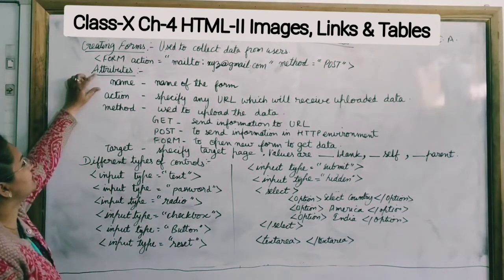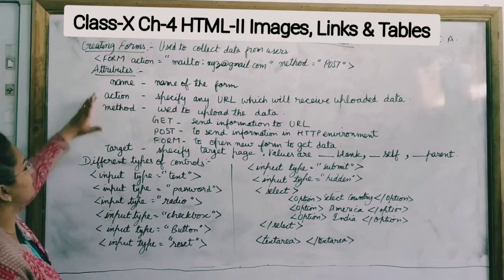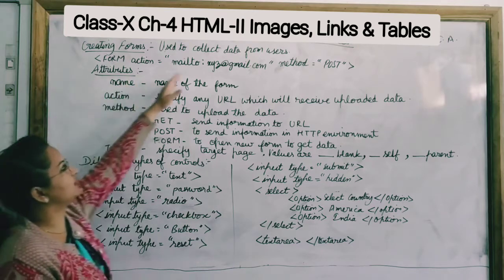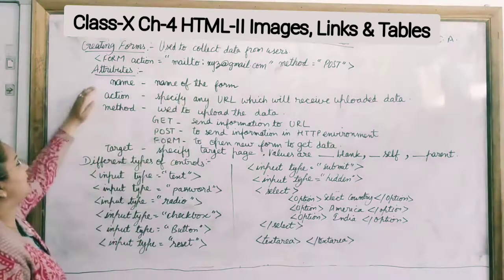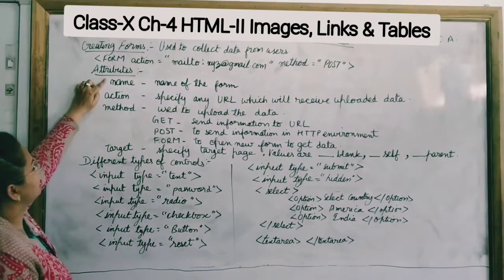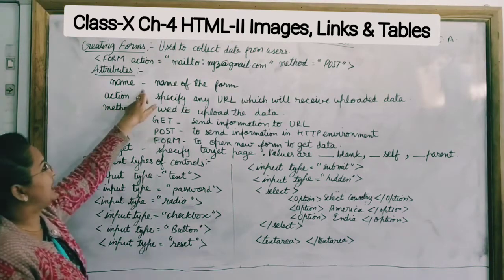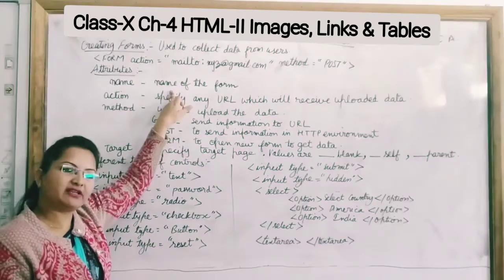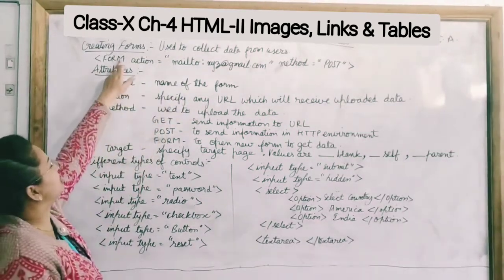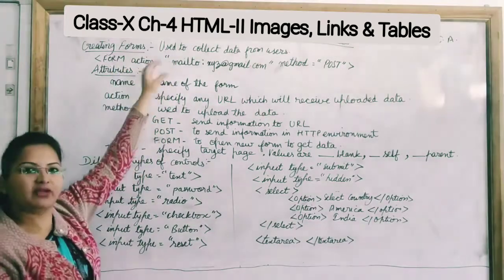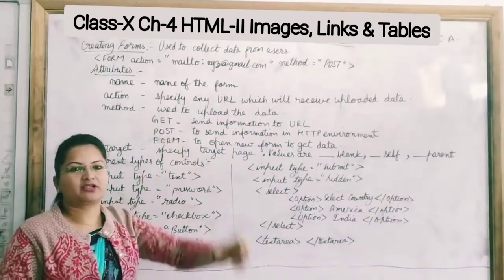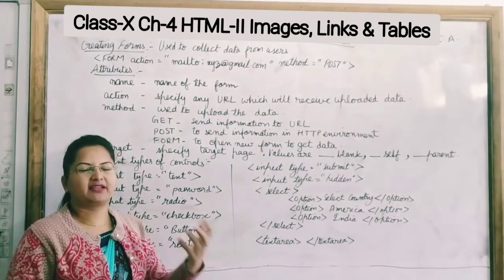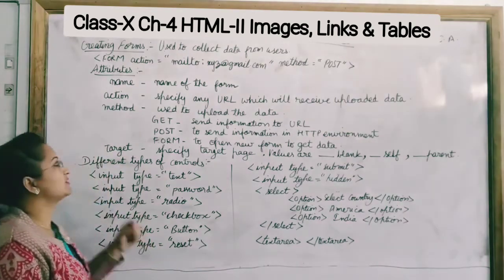So now students, we will learn the attributes. There are 4 attributes of the form tag that we can use. Now, the first attribute is name. As the name suggests, it is used to give the name of the form. So here we will write form name equals to any name you can give according to your requirement. What is the topic of your web page?